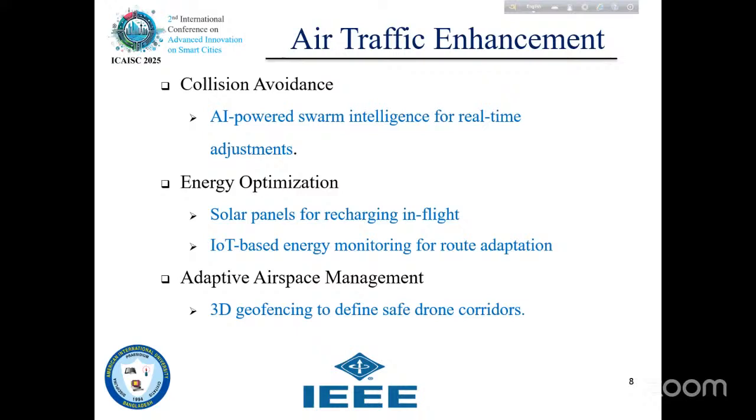Adaptive airspace management is facilitated through 3D geofencing, which defines safe drone corridors, ensuring drones operate within designated boundaries and avoid unauthorized zones. Together, these technologies ensure safe, efficient, and sustainable drone operation in urban airspace.